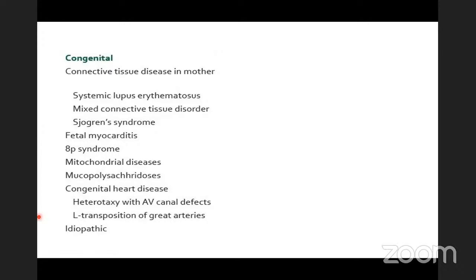So whenever you see a complete heart block, you should get an echo done to rule out these congenital heart diseases. The other important reason to do the echo in those patients is to look for LV function and fibroelastosis, because the autoimmune reaction to the baby's myocardium causes the congenital heart block as well as LV dysfunction and fibroelastosis in the myocardium. And those are bad prognostic signs for those patients.